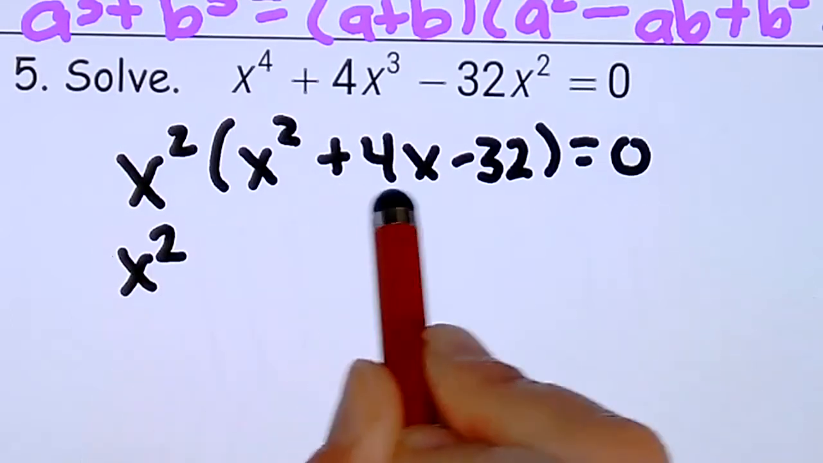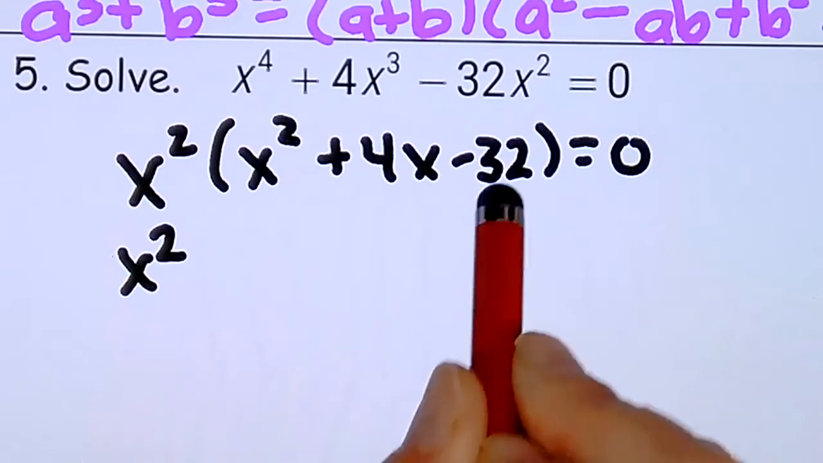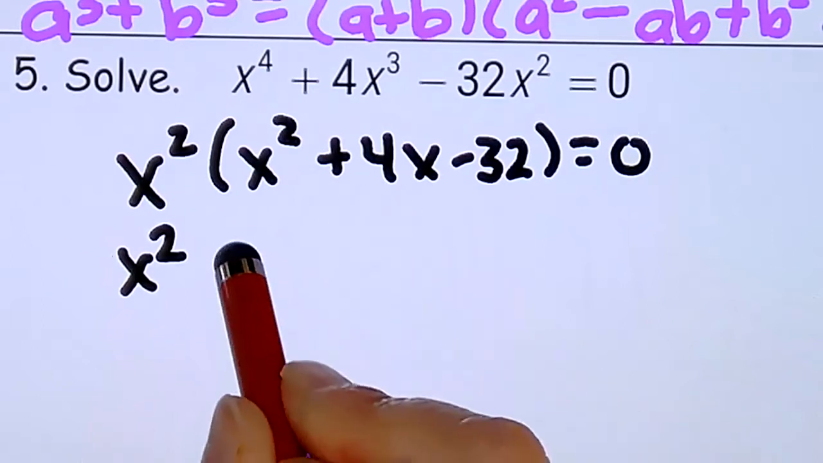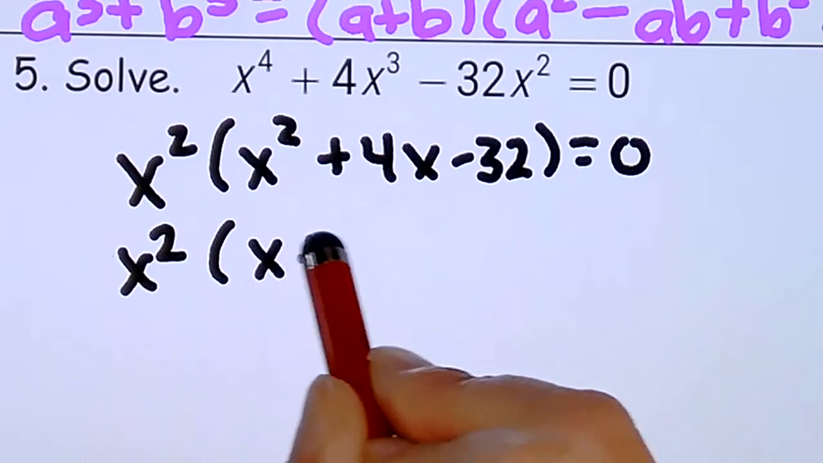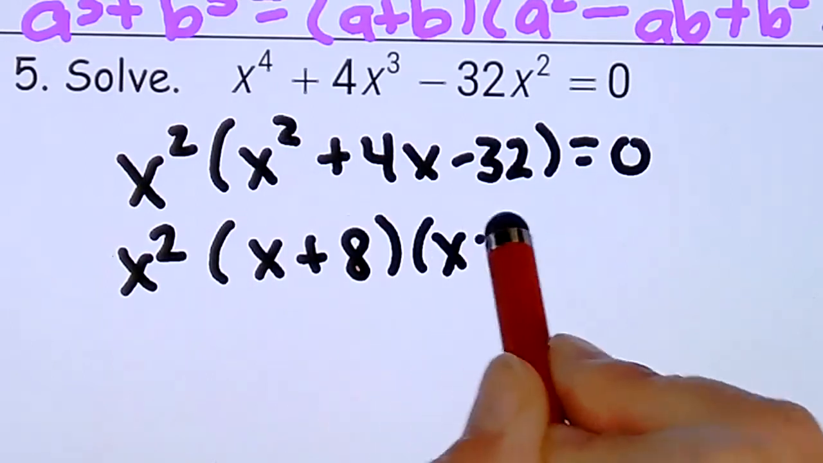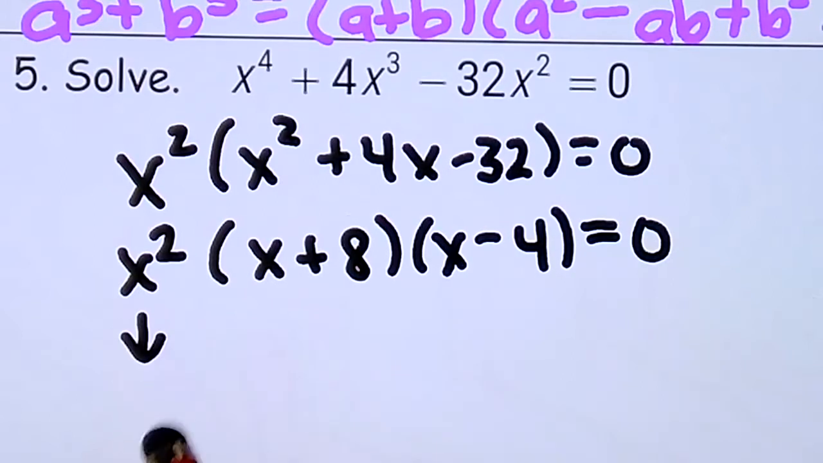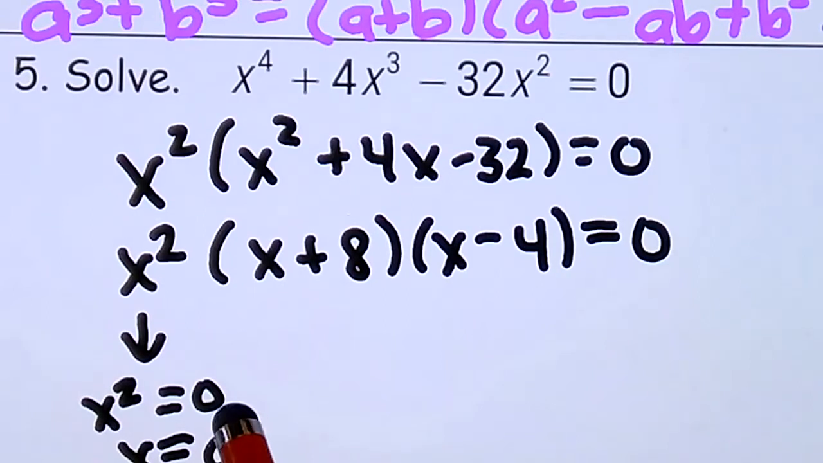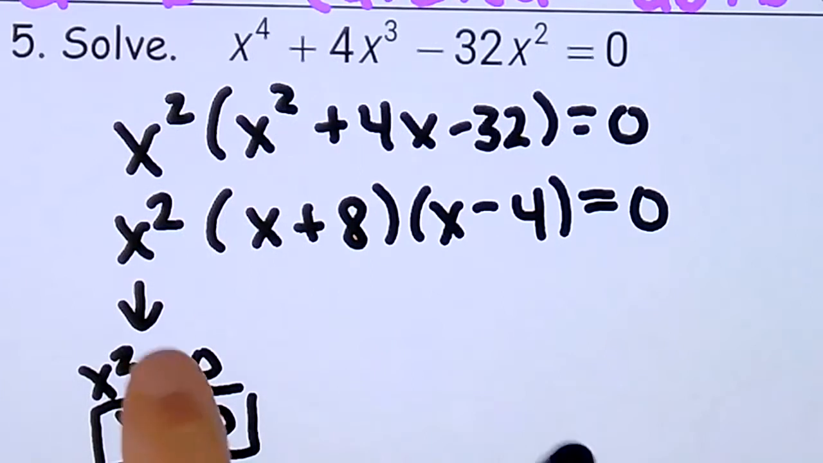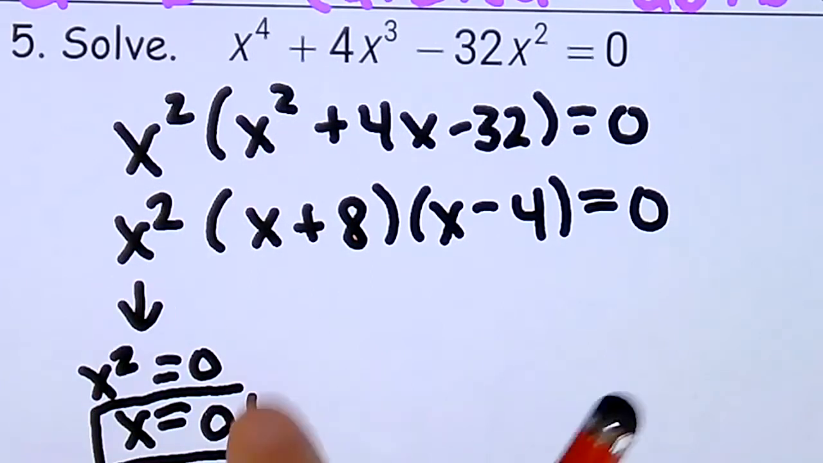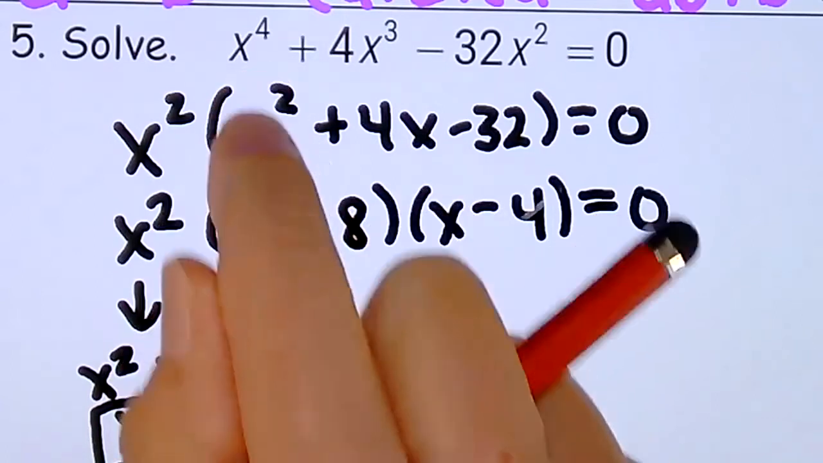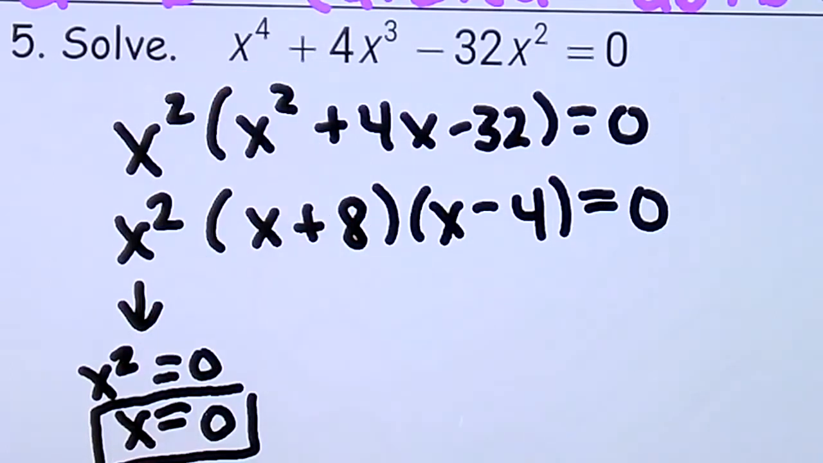Now, this is basically just a diamond. What multiplies to negative 32 and adds to positive 4? That's going to be an x plus 8 times an x minus 4 equals 0. So I'm going to set this equal to 0. And when I do, I get x is equal to 0. This is really 2 answers because it is a double root here, okay? But I just have to write the 0 once, but understand that if it's degree 4, I should get 4 answers. And I have 2 right here.